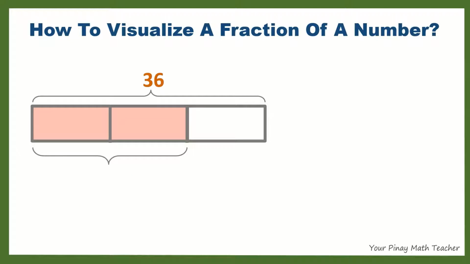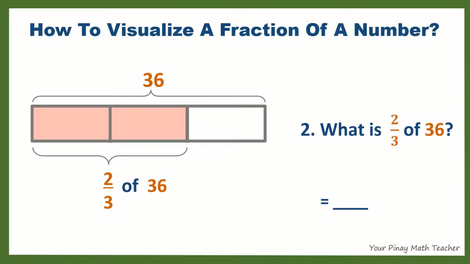Second example, the whole rectangle is divided into 3 equal parts, which represents the whole number 36. Only 2 are shaded, therefore we're looking for the value of 2/3 of 36. So dividing 36 by 3 equal parts, we get 12. So 2/3 of 36 is equivalent to 12 times 2, or 12 plus 12, which is, yes, 24.